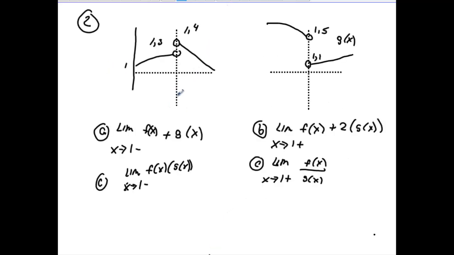Okay, this is problem number 2. This is part A, the limit of f of x plus g of x as x approaches 1 from the negative side. So this is our f of x function, and this is our g of x function over here. As I approach, this value is going to be 1, and this value is going to be 1. Coming from the left side, this function f of x is going to 3. As I approach 1 from the negative side, this value is going to 5.